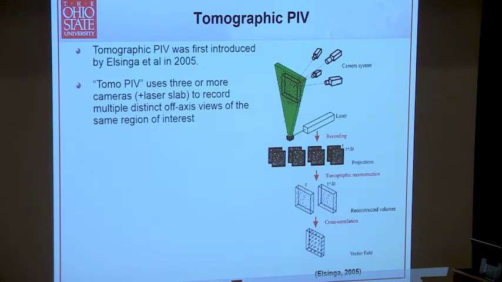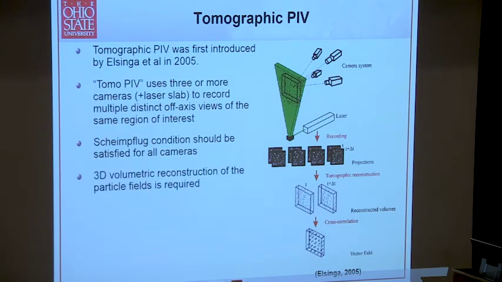You need to use, again, 3 or 4 cameras, 3 or more. The more cameras, the better. Okay? You have these multiple distinct off-axis views. Every camera has to have the Scheimpflug condition, the same as stereo. What you have to do before you can even do any type of analysis is, remember stereo, we're still looking at planar images, 2 planar images.